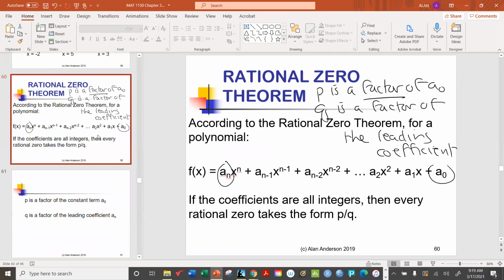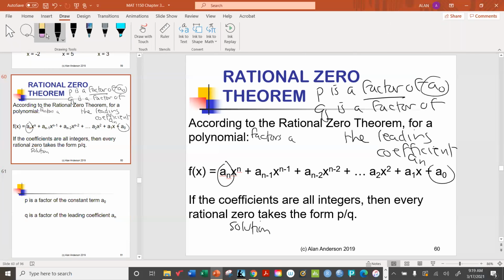Let's go back here. If the coefficients are all integers, then keep in mind the zero means solution. So if you can visualize, A0 can have a number of different factors, and the leading coefficient, AN, also may have multiple factors. So suppose it turns out that the factors of A0 are, let's keep it very simple, just 1 and 2. Let's just make up an example right now.